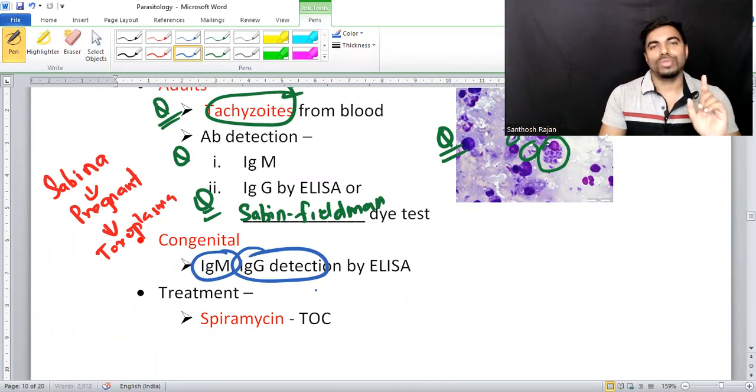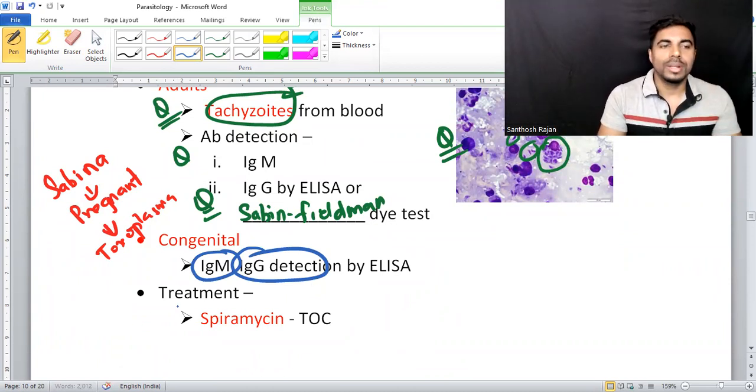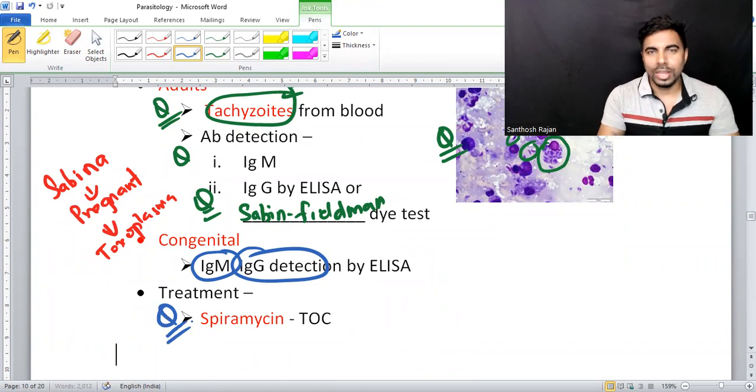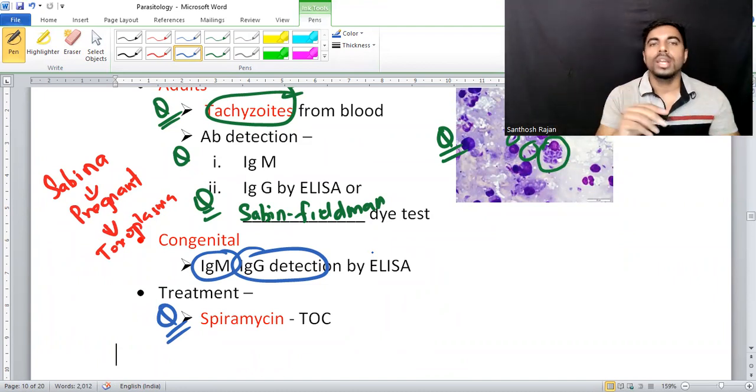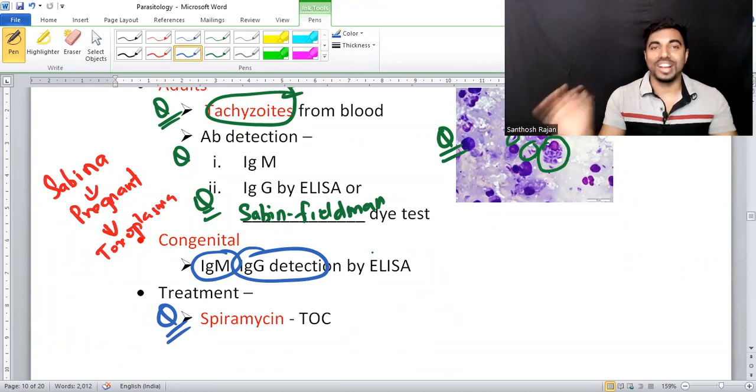And treatment for toxoplasma is definitely important. That is spiramycin. Okay. That's why toxoplasma is important, because TORCH is usually screened for in pregnant ladies. So in TORCH we are doing this test, to rule out any congenital anomalies, the congenital toxoplasma, in the baby. Spiramycin is treatment. Okay. That's all. So we are done with the protozoa. All important topics are covered, and it's very easy protozoa.